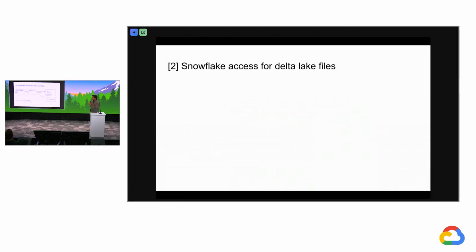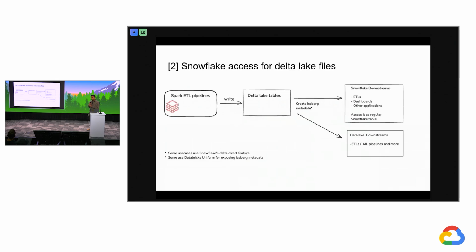This is the second use case. It's the opposite of the first one. We have Spark ETL pipelines that are already writing data in Delta format, and we want that to be available downstream, and some of the downstreams are accessing it as Snowflake tables. And we wanted a mechanism that creates Iceberg metadata on top of these Delta tables.